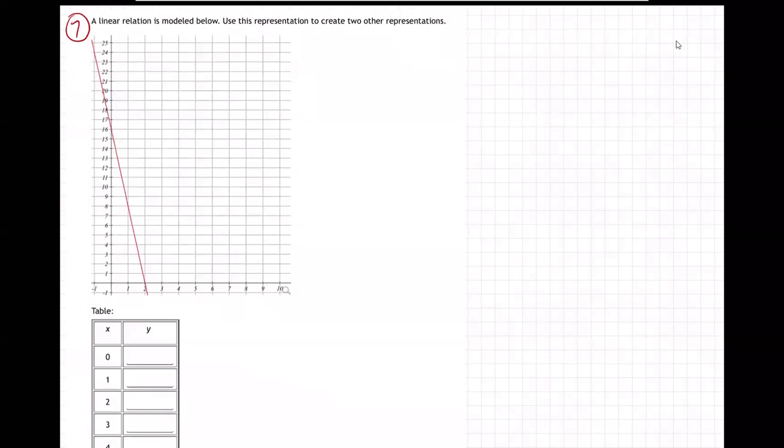How do we come up with an equation for a line from a picture? Well, I'm going to go through those same steps we went through before. So step number one is the equation y equals mx plus b. That's the kind of equation we're trying to come up with.